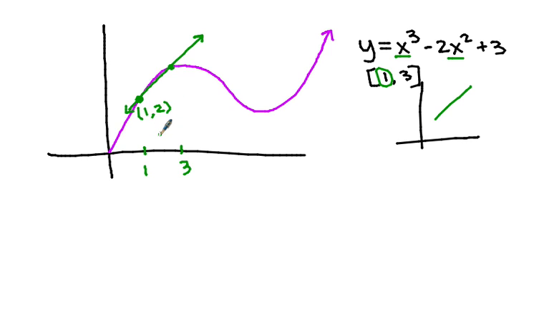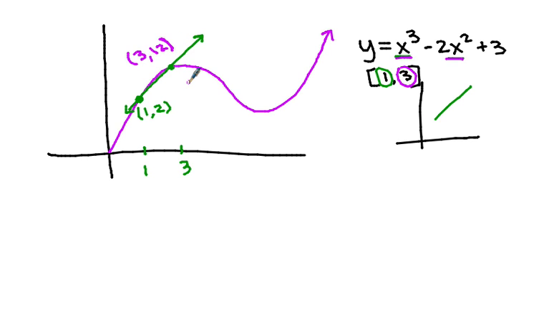Cool. Okay. Do the same thing for 3. So if I plug 3 in now, we'll take our endpoint, plug it in for x. 3 cubed is 27, minus 2 times 3 squared, which would be 27 minus 18, which gives us 9. Plus 3 is 12. So this coordinate point would be 3, comma 12.